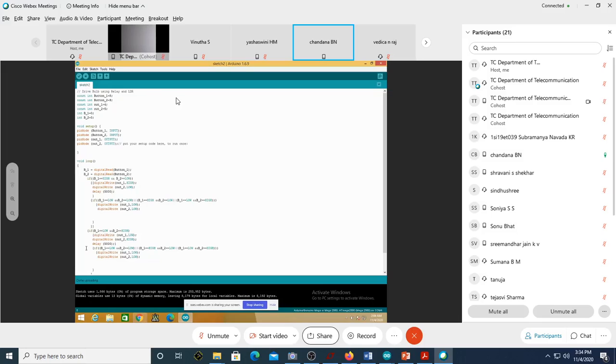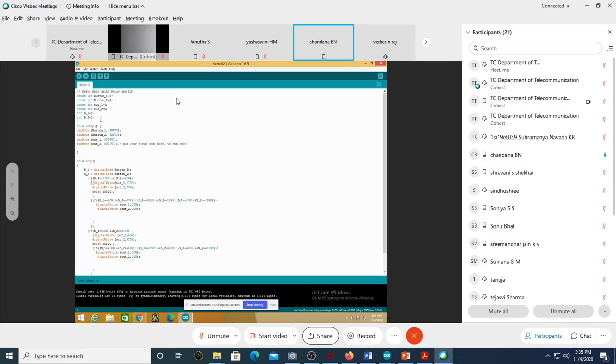Can you see button 1, button 2? They are assigned to pin number 8 and 9. Correct? You can see output 1 and output 2 are assigned to pin number 4 and 5. And there are 2 integers defined, B_1 and B_2. They have been assigned to 0, 0. Say yes or no.